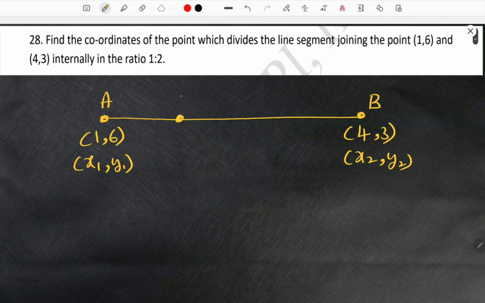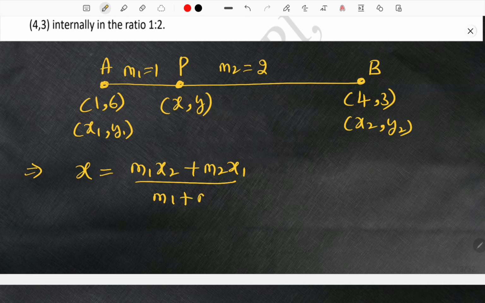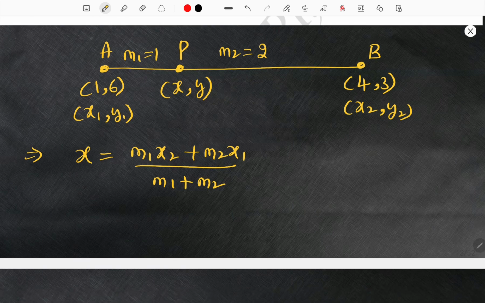1:2 means, let me take the point P here. So m1 is equal to 1 and m2 is equal to 2, and let the coordinates of this point P be x, y. Alright, so what is the formula for this x? X is equal to m1 x2 plus m2 x1 divided by m1 plus m2, very famous formula. Now substitute the values.